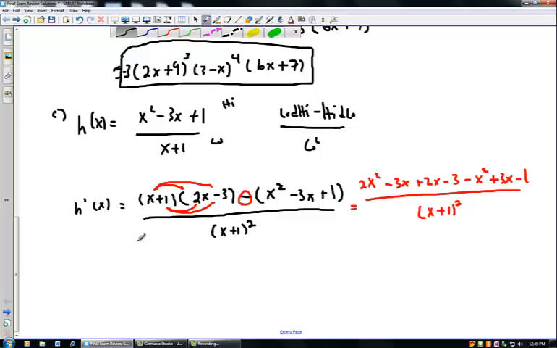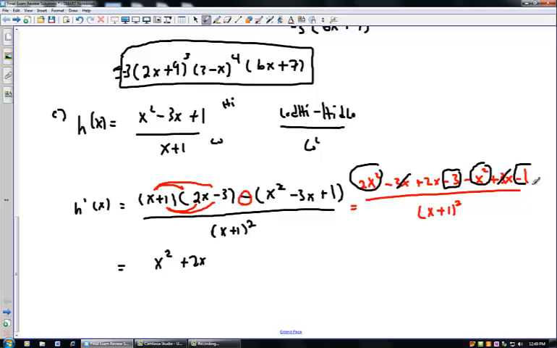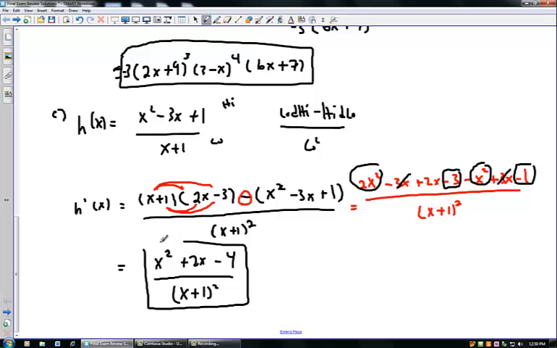So now I combine like terms. So I look over here, I have a 2x squared, and I'm taking off an x squared, so I get 1x squared. I have minus 3x and plus 3x, so the 3x's here are going to cancel, and I'll be left with plus 2x. And then I have minus 3 and minus 1, which is minus 4. And then this is all divided by x plus 1 quantity squared. And we're all done. So that's my final answer.